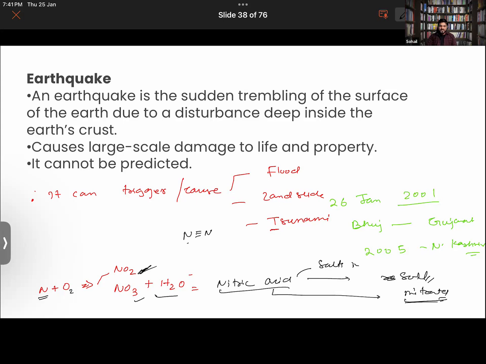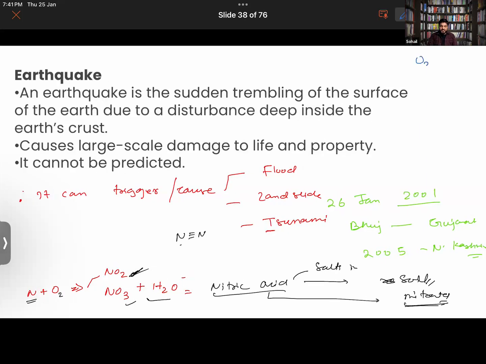Then there is some other usefulness of lightning also. Lightning also breaks oxygen. Basically, in lightning, due to the huge amount of charges that have built up in the cloud, what happens? This will break up oxygen molecules into free atoms. These free atoms of oxygen will now combine with oxygen to form ozone.